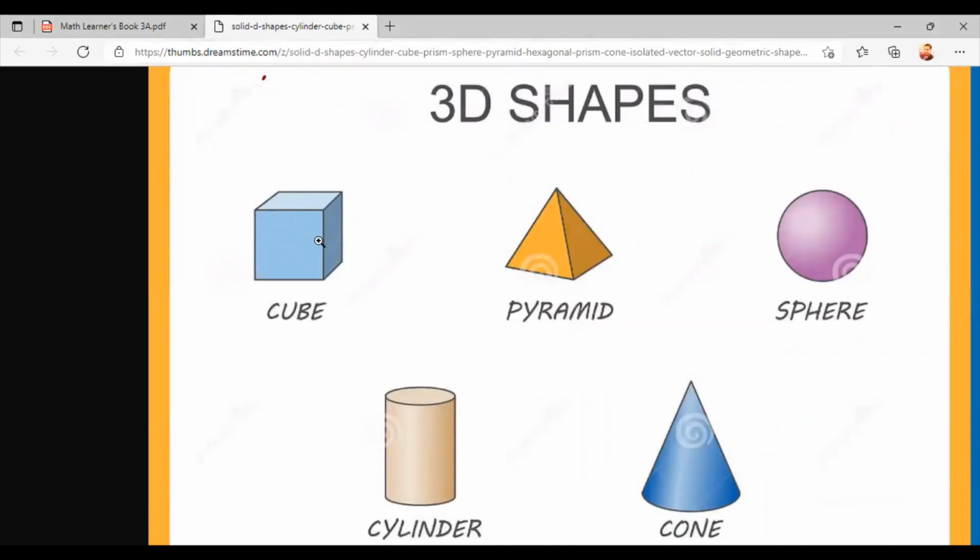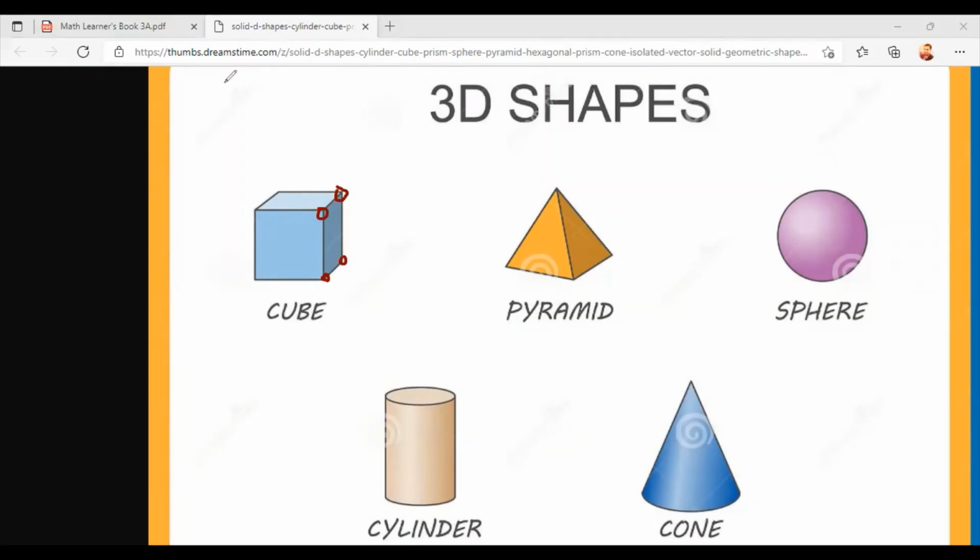How are there 6 faces? 1, 2, 3, 1 on the back, 1 on the left, and 1 down. So 6 faces. This complete shape is a face. Like this, we have 6 faces. And what about corners? How many corners are there? 1, 2, 3, 4. 4 corners here for vertices, and 4 corners here. 1, 2, 3, and 1 down behind.